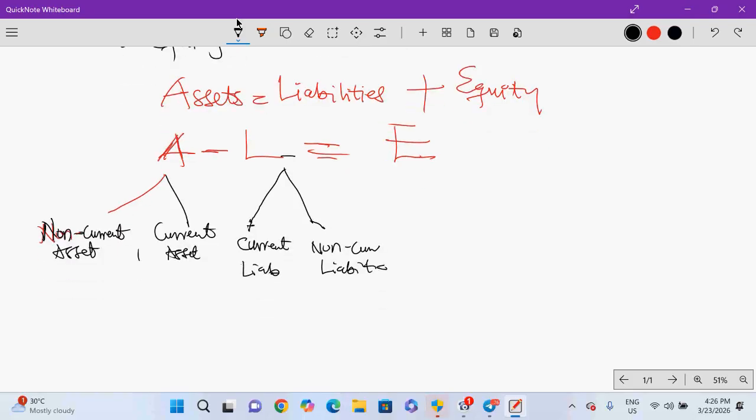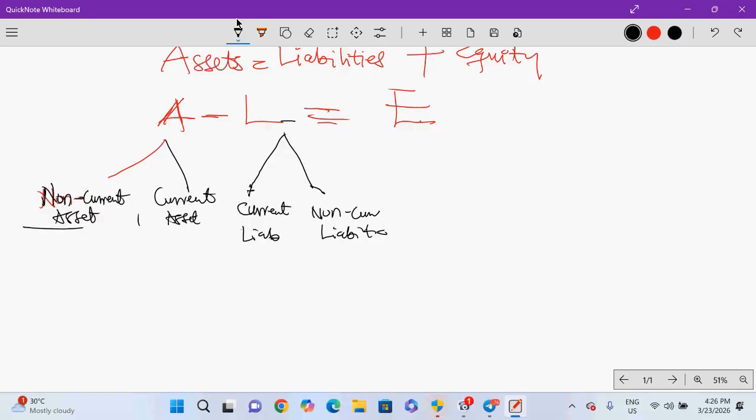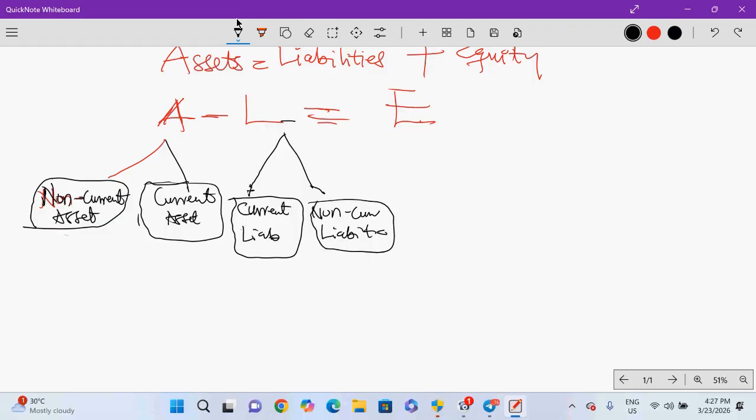All right, so this is basically the format. We are going to start with our non-current assets. Then we come to our current assets. Once we come to our current assets, the next thing will be current liabilities. Then non-current liabilities, and this should be equal to the equity. So here we'll be looking at capital employed, right?